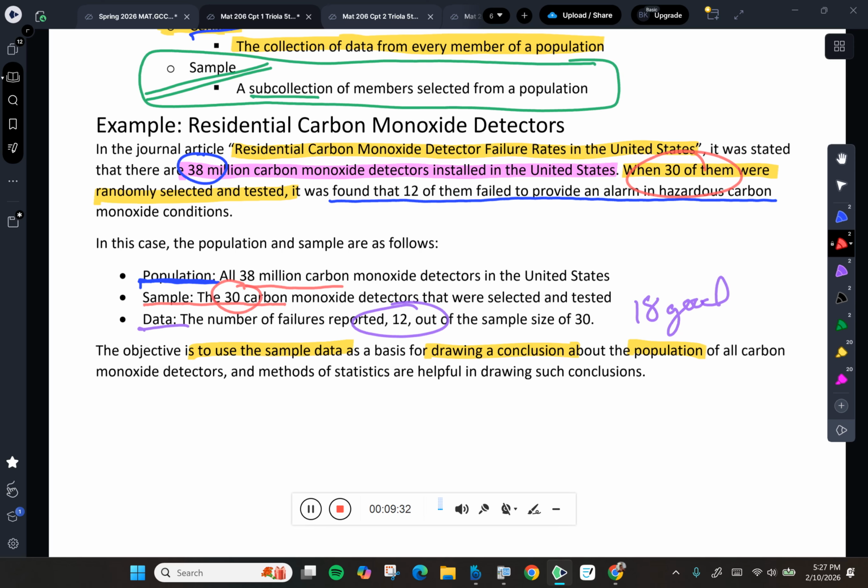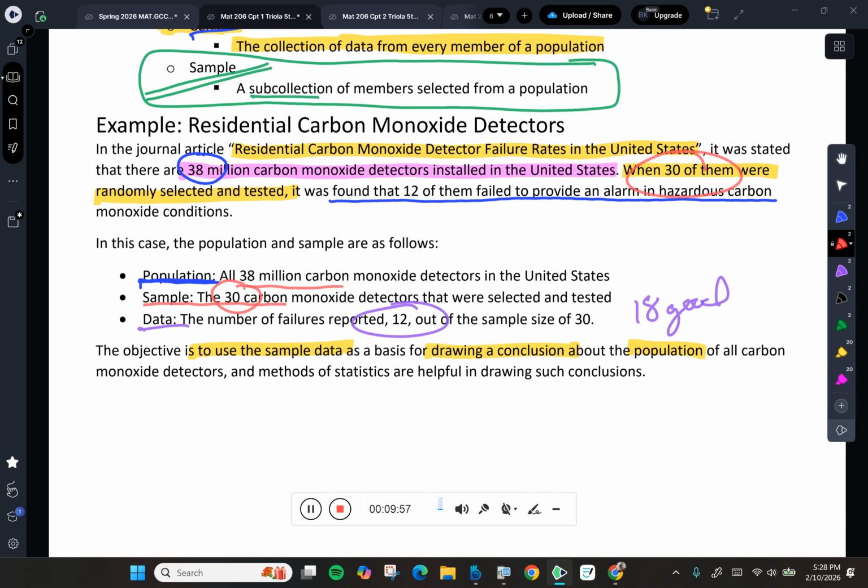Because 30 just seems like so few, and 38 million seems like so many. How can 30 predict an outcome for 38 million? And as we get deeper into the course, we'll take a look at that. What we'll do is try to quantify whether or not 30 is a big enough sample size to talk about 38 million.